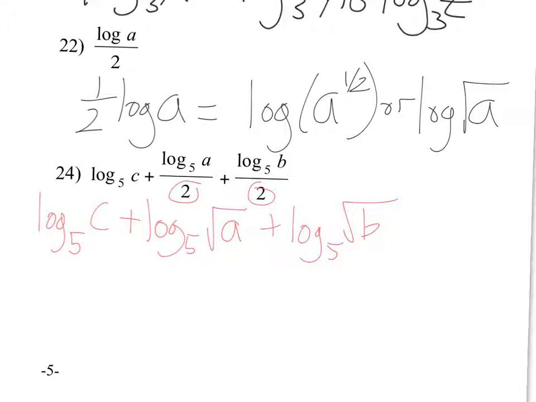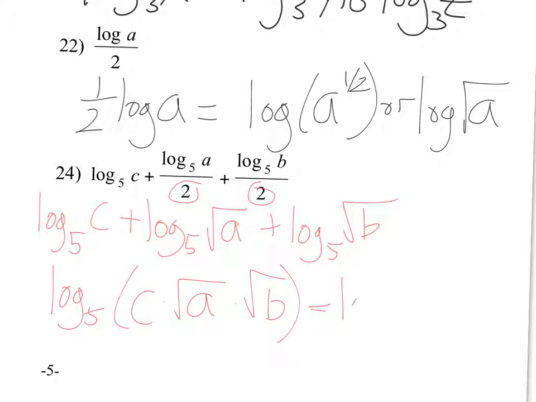Okay, I'm going to combine these guys further. If I'm adding, I'm going to multiply. So we get log base 5 of c times the square root of a times the square root of b. You could leave it like this. You could rewrite this by combining the square roots as log base 5 of c times the square root of ab, and that would be okay as well. At this point, you are done.